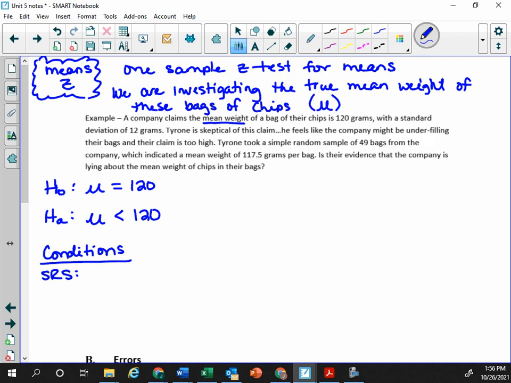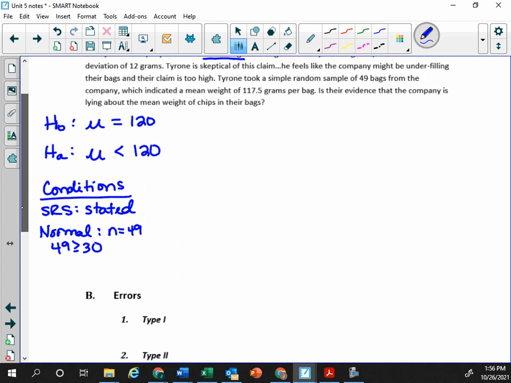All right, what do you think about simple random sample? Stated, yep. He told us, I took a simple random sample. Okay, normality, normal condition. What do you think? Greater than or equal to what? Yes, it is 30. The 10 is if we're doing proportions, okay? So yes, our sample size is 49. 49 is greater than or equal to 30. So what is that called when we have a large enough sample?